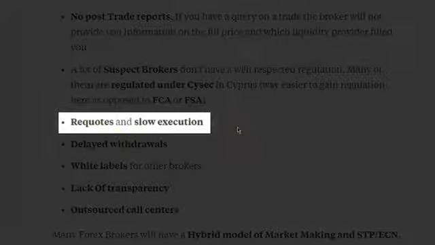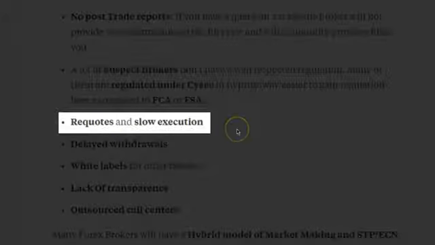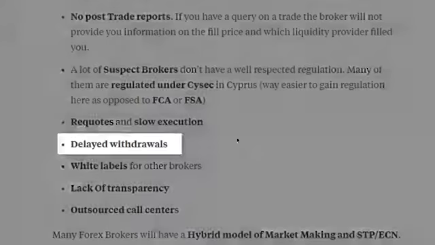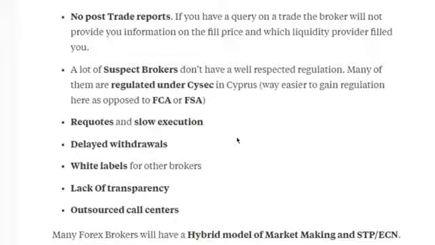They also give a lot of requotes, so you'll often see when you're trying to trade, they slow the execution down. There's requotes, and also when you're trying to withdraw money, they'll normally draw the whole process out. It takes a long time for you to get the money out, and they'll delay those withdrawals. So that's another sign.